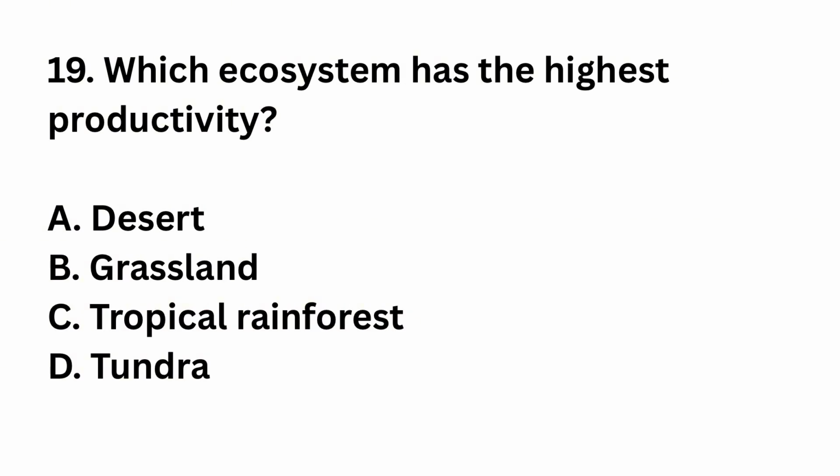Question number 19. Which ecosystem has the highest productivity? Desert, grassland, tropical rainforest, tundra. The right answer is option C, tropical rainforest. Warm climate and rainfall supports high biomass production.